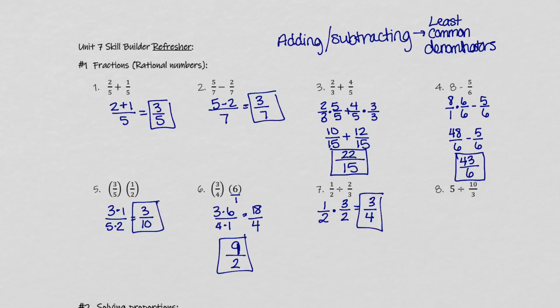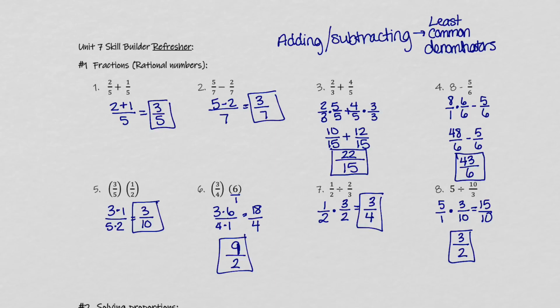Okay, number 8 is the same way. I have 5 over 1. I'm going to multiply, and I'm going to take the reciprocal, or flip, however you want to think of that, of the second fraction. So I get 15 over 10. Now, that simplifies. 5 goes into both of those. So if I take 15 divided by 5, I get 3. 10 divided by 5, I get 2. That would be the answer we'd be looking for.